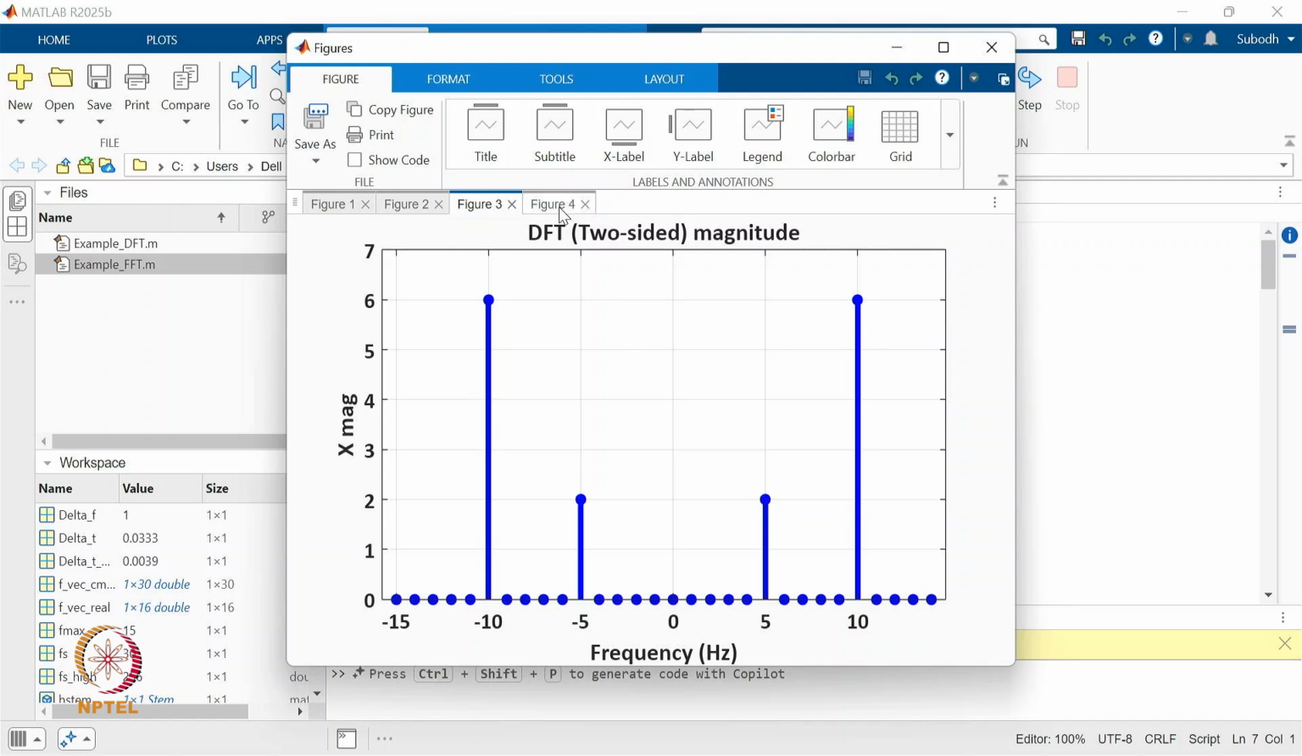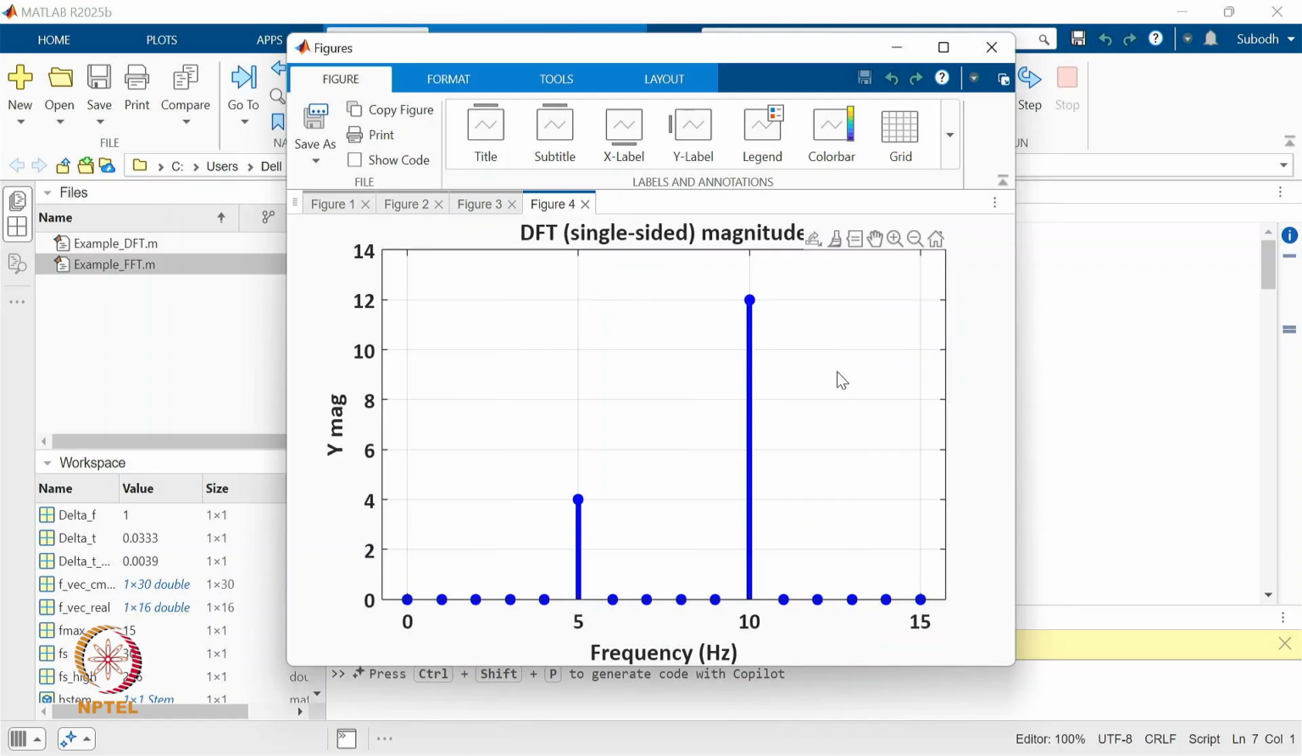Let us go to the next figure. Figure 4 is now the single sided DFT, from 0 Hz to 15 Hz, correct. It shows a component at 5 Hz of amplitude 4, which exactly matches the given signal, and another component at 10 Hz of amplitude 12, which again matches the given signal. So this clearly shows that our program is working and giving the correct estimate of the frequency components present in the signal, in terms of their frequencies and amplitudes. Okay, so I think this solves our example number 1.